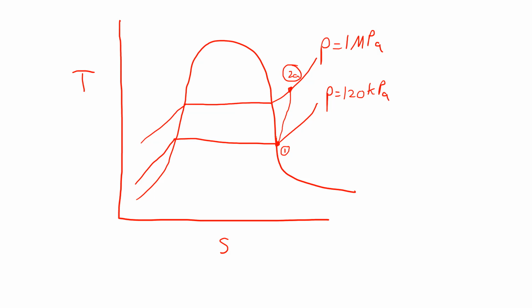Now, the isentropic process, right, it's not asking us to draw the isentropic process, but the isentropic process would be represented by a straight line from state 1 to state 2 isentropic. So you can see that the actual compressor process results in some entropy production.